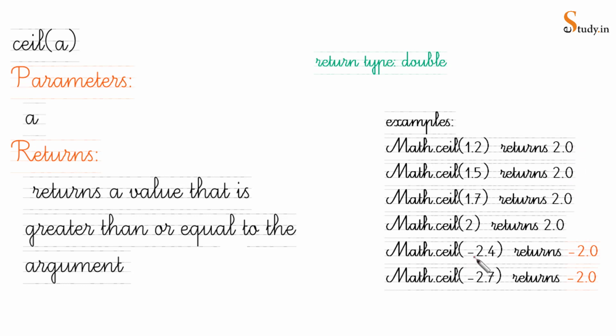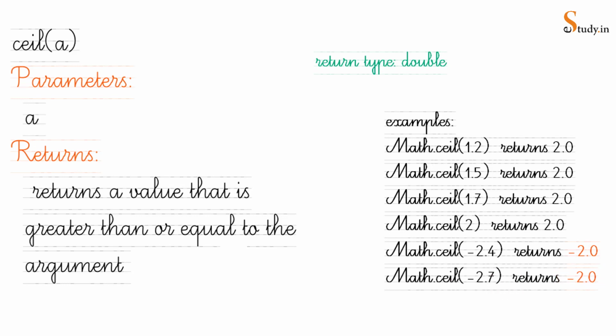Similarly, in the case of a negative number, minus 2.4, what is the closest integer which is larger than minus 2.4? On a number line, you can see that minus 2.0 is the closest integer which is greater than minus 2.4. That is why we are getting minus 2.0. And similarly, for minus 2.7, the closest integer greater than minus 2.7 is again minus 2.0.